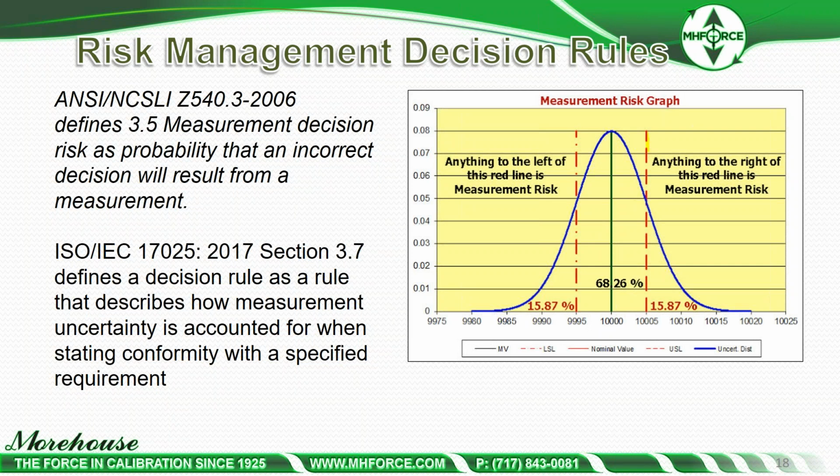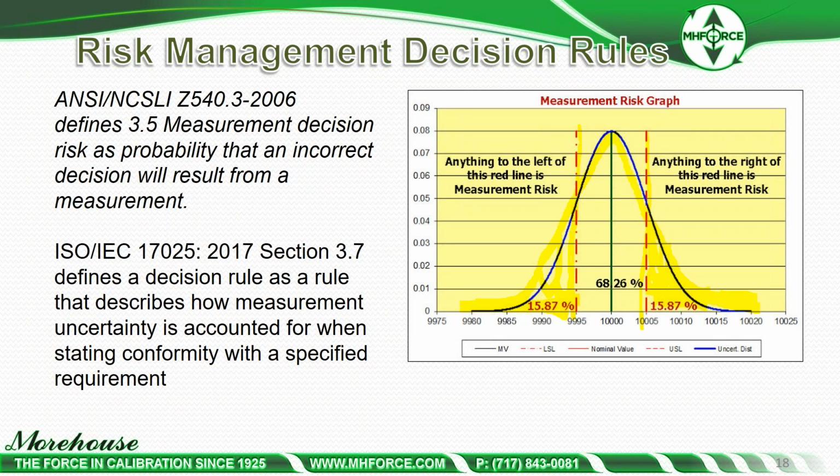Basically, we have our tolerance, and then we're going to draw this graph here. And anything to the left and anything to the right of our line is our risk. So basically that is all measurement risk. And this line is based pretty much on the uncertainty, and we'll go over what exactly it's based on.